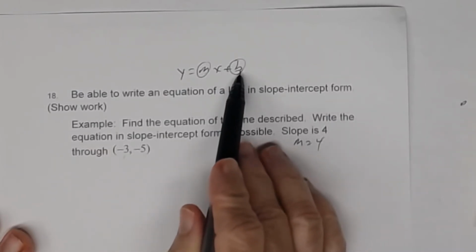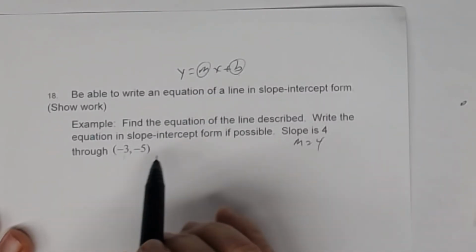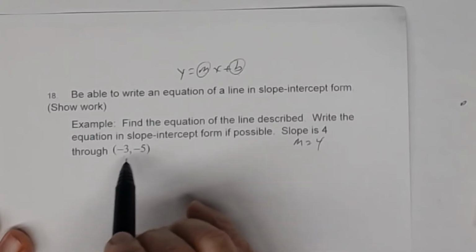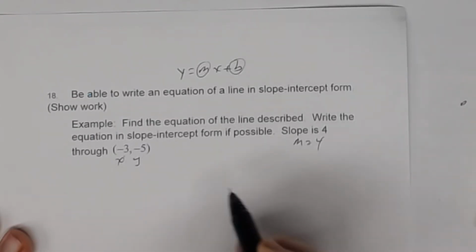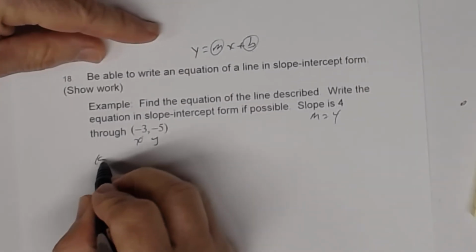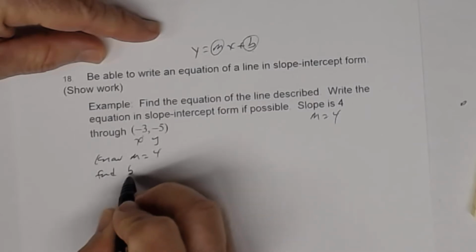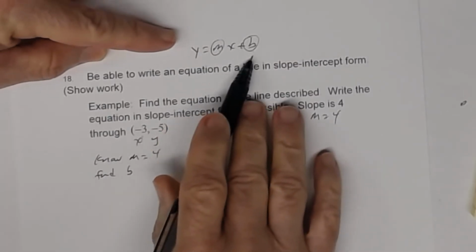Well, if you're going to find the y-intercept, then you have to know an x and a y that's on that line, which I do. It's this right here. So there's your x, there's your y. We know the slope is 4. We have to find the y-intercept b.